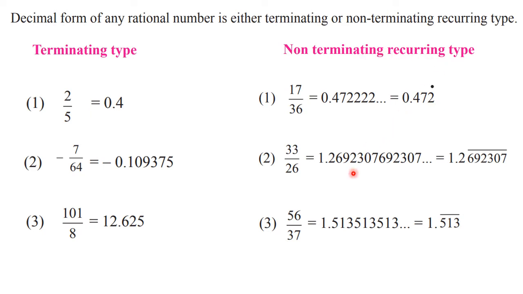Here you will observe that after 2, these 6 digits 692307 are recurring. They are repeated again and again. That complete set is repeated again and again. That is why here the bar is put on all the 6 digits. Similarly here the 3 digits 513 are recurring. So the division is 1.513 recurring. So this is the difference between terminating type and non-terminating recurring type.